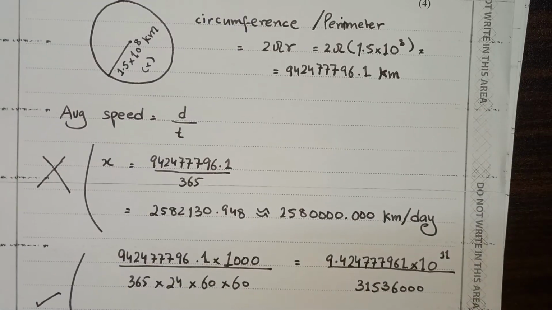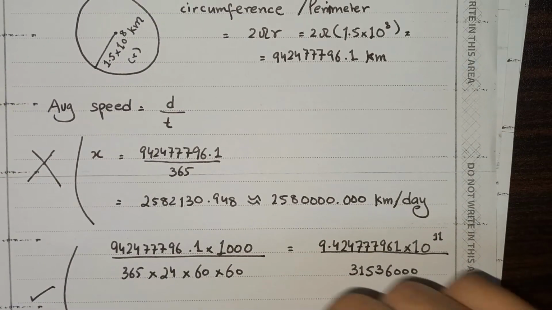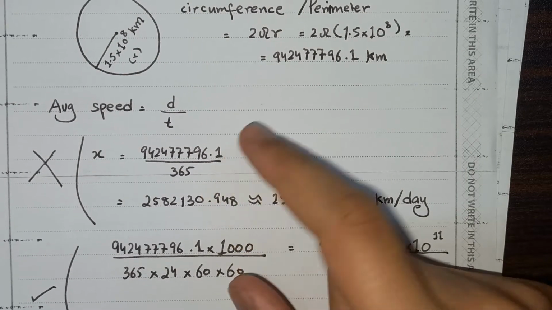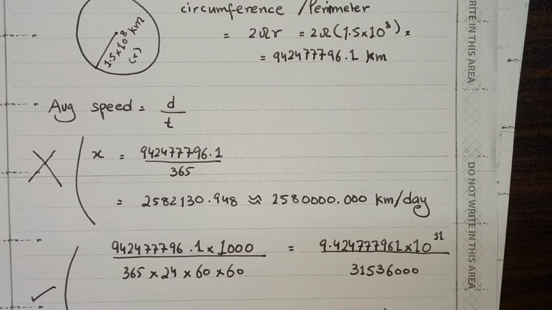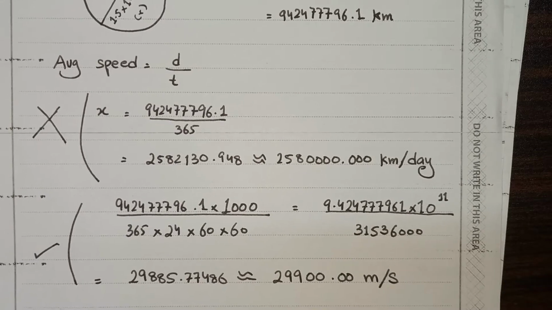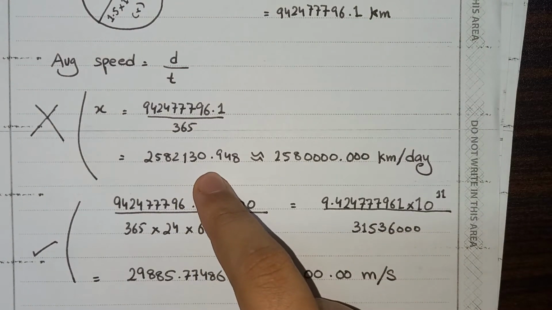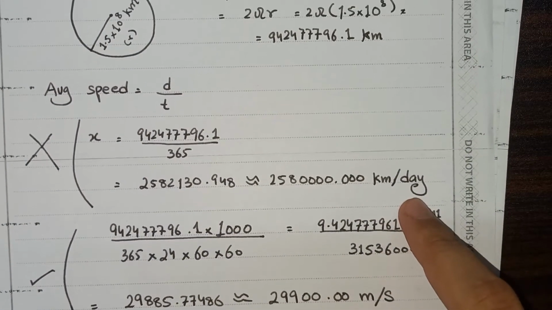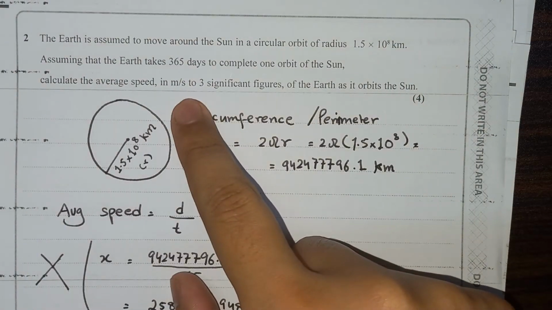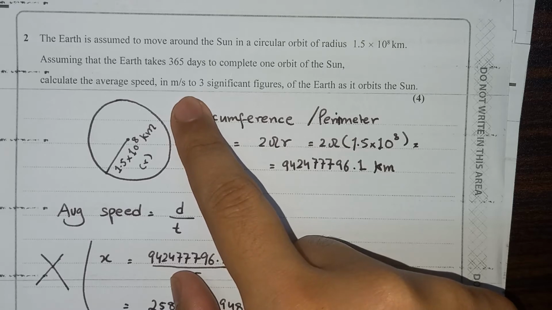Now what most students tend to do is just divide the distance in kilometers by 365 days, which is the time, and this is actually a very common and very wrong misconception. Over here what you will get is your answer in kilometers per day. Though it is not wrong, it is also not what the question asked you. They asked you to give it in meters per second.